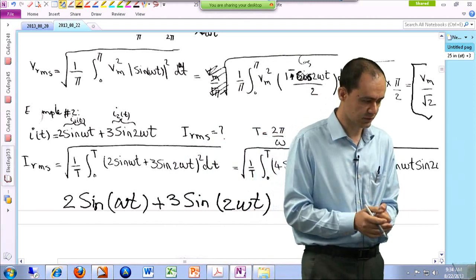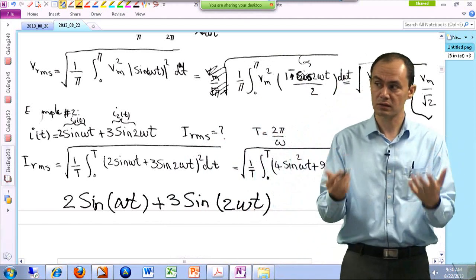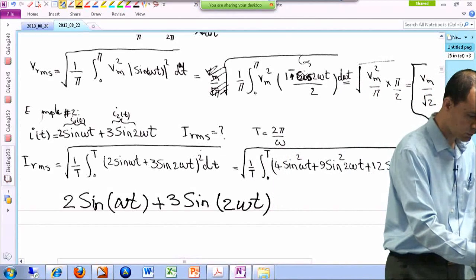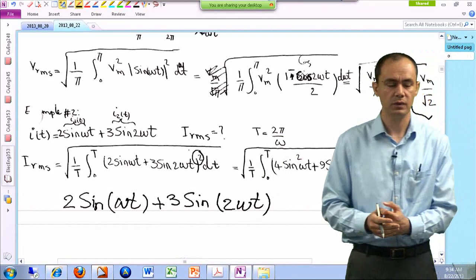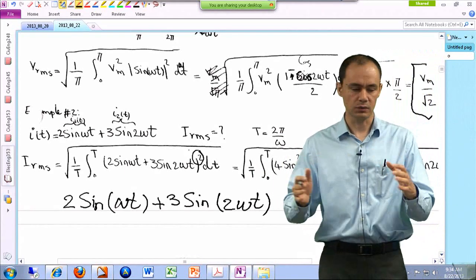Again, go back to the original definition. Just multiply the signal by itself. That's why this power of 2 appears here, and the square root of 2 appears here. And then do an integration.